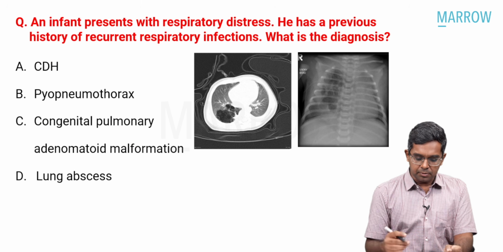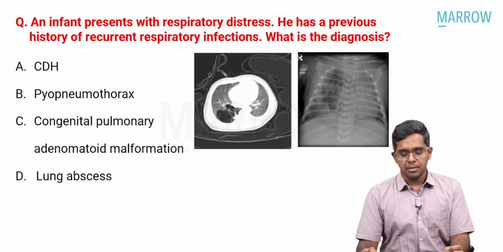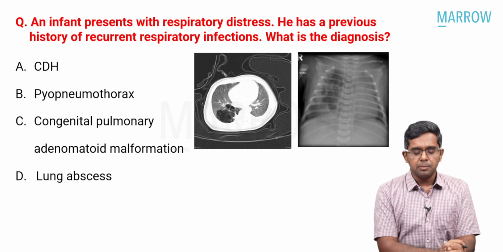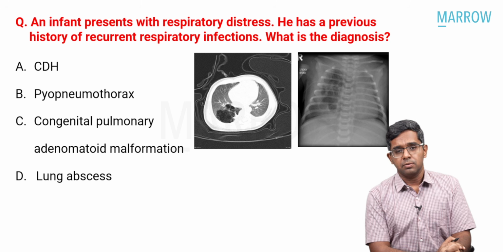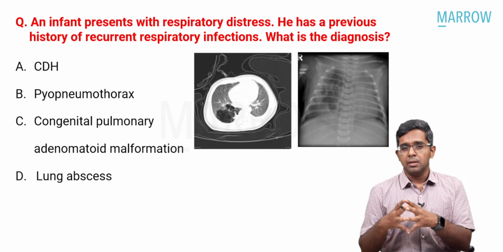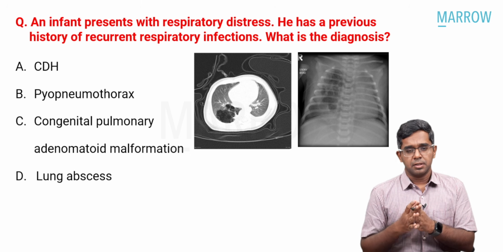Moving on to the next question. An infant is presenting with respiratory distress. He has a previous history of recurrent respiratory infections. What is the diagnosis? So, it's a small baby with recurrent respiratory infections and respiratory distress.